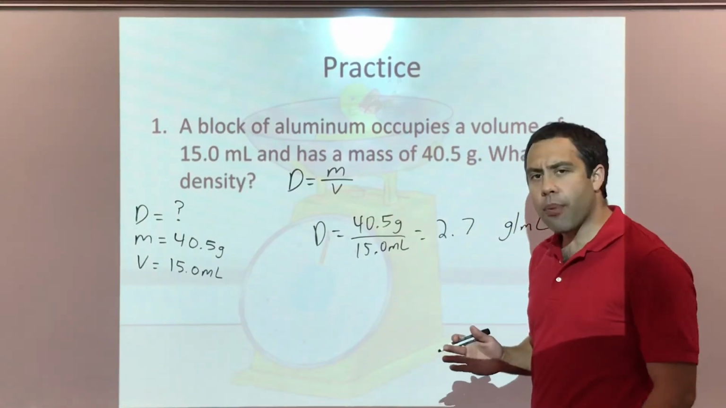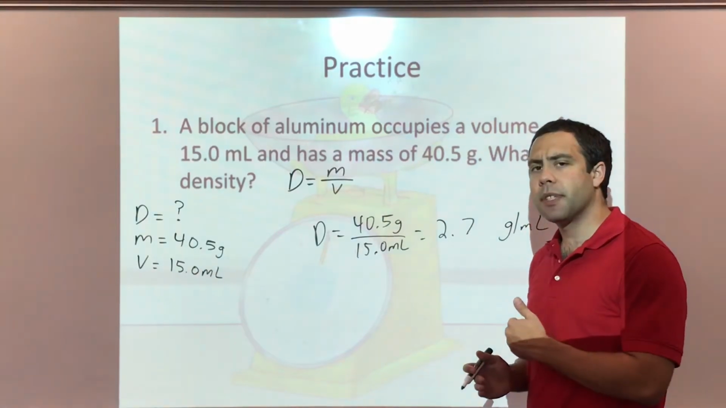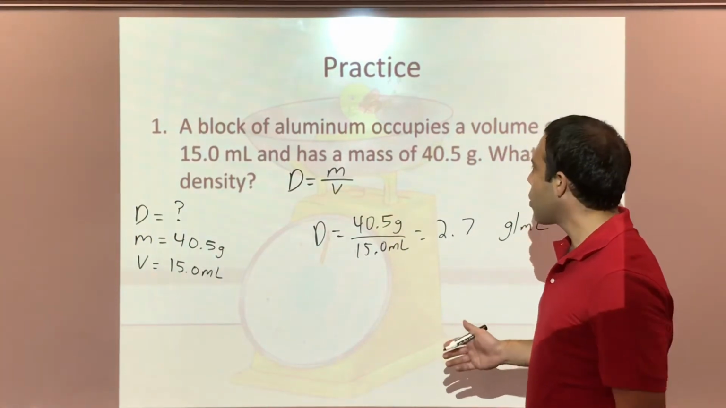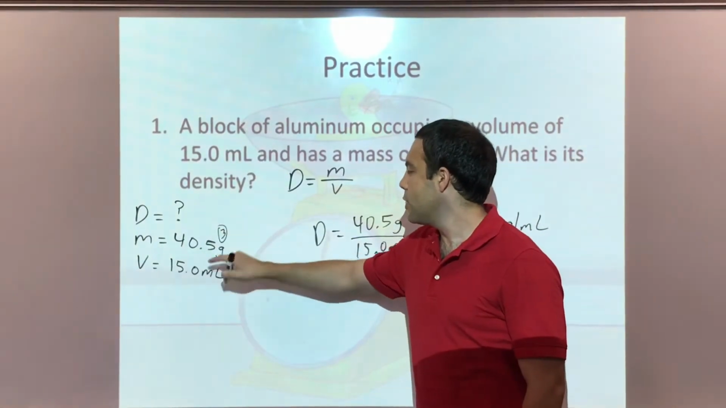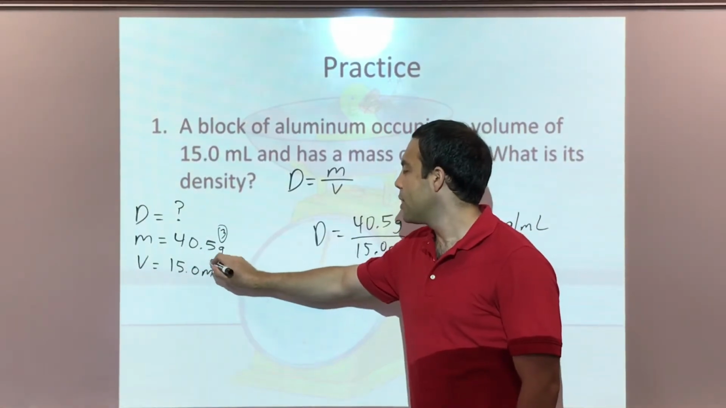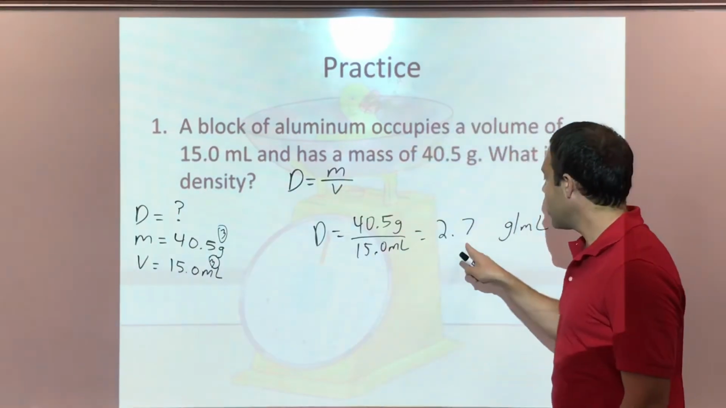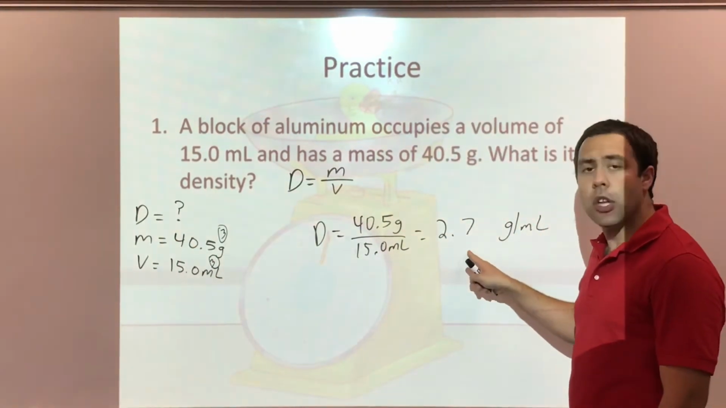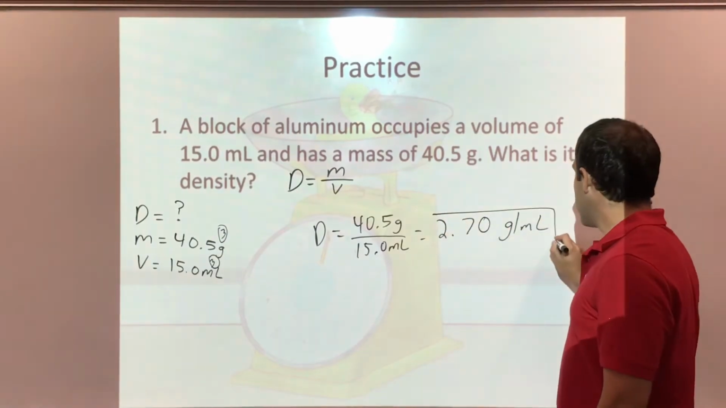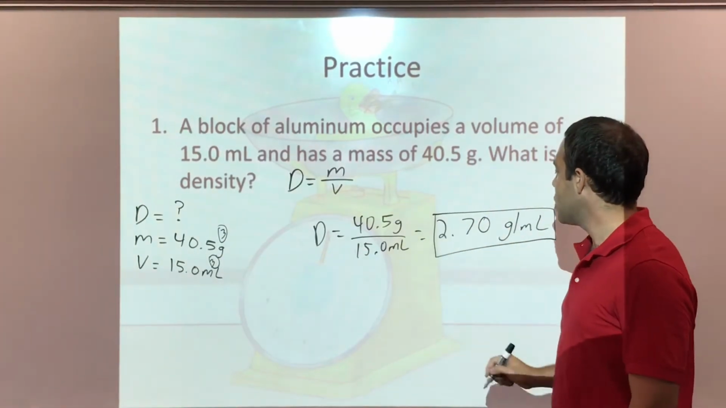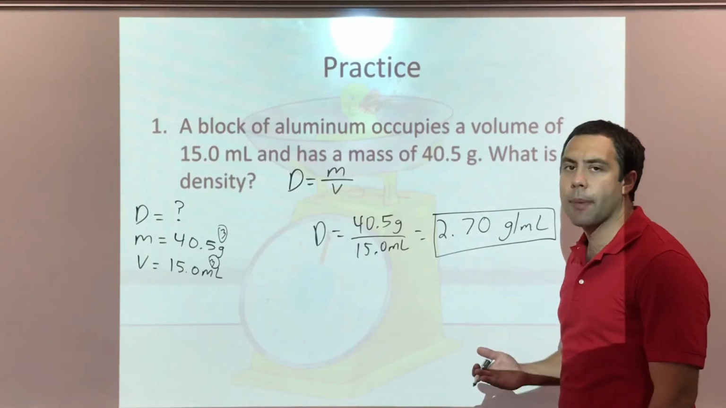Now, anytime we solve a problem, we have to make sure it has the appropriate number of significant figures. We go back to our original numbers. 40.5 has 3 significant figures. 15.0 has 3 significant figures. Our answer only has 2 significant figures. So what we can do is we can add a 0 here at the end. And our final answer, rounded to the appropriate number of significant figures, is 2.70 grams per milliliter.